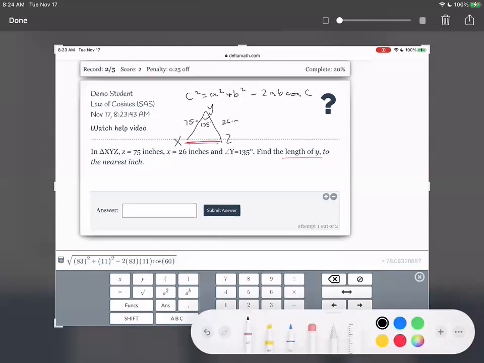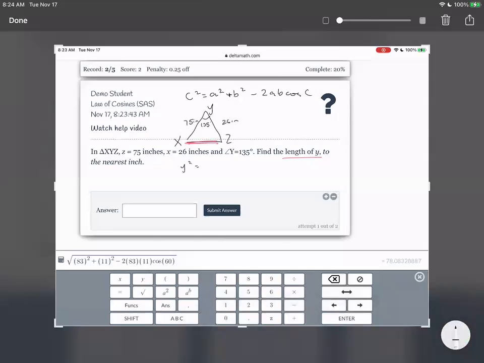So rewriting our formula, we got y squared is equal to x squared plus z squared minus 2xz cosine of y. I'm just going to cross my z's. I just like to rewrite it with the letters that they want us to use, just in case that helps people.